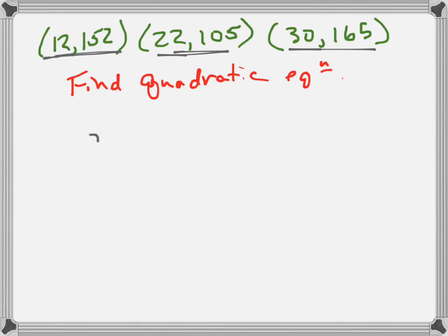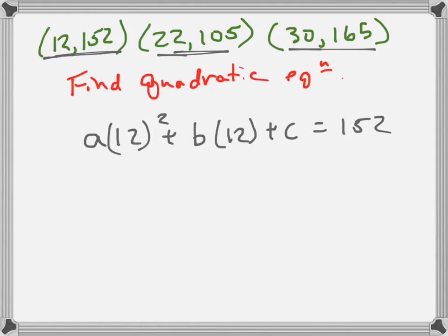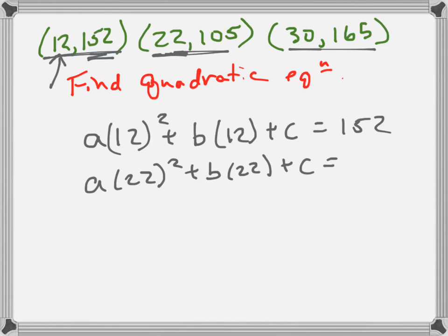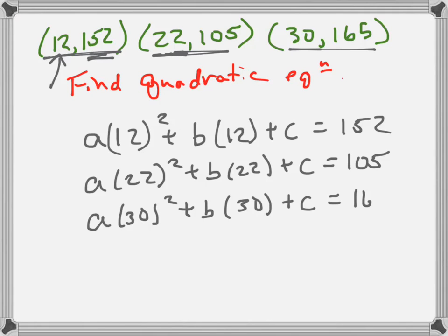We leave a as a: a times 12 squared plus b times 12 plus c equals 152, because when I plug 12 in for x, I get 152 out for y. See how I plug 12 in for x? Now we're going to do the same thing with this one: a times 22 squared plus b times 22 plus c equals 105. And then we'll do it for the third one: a times 30 squared plus b times 30 plus c equals 165.